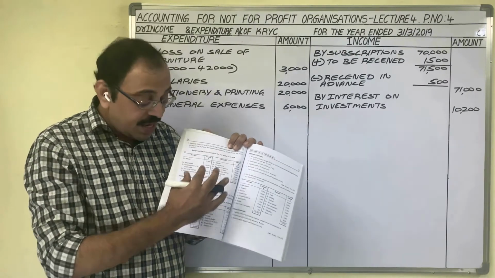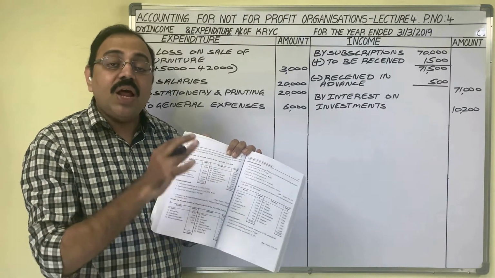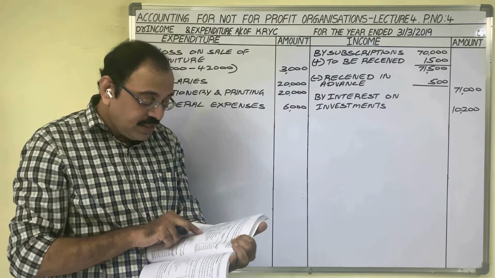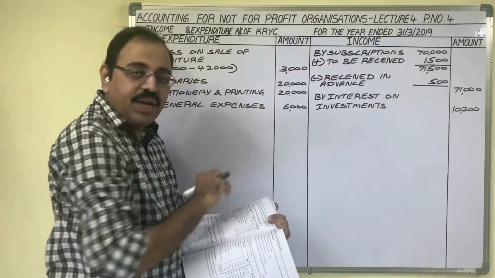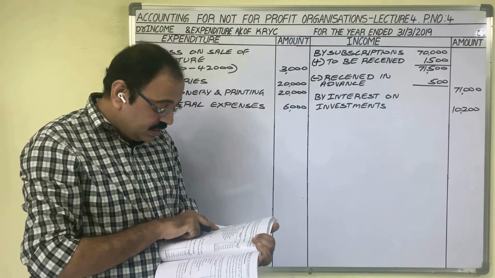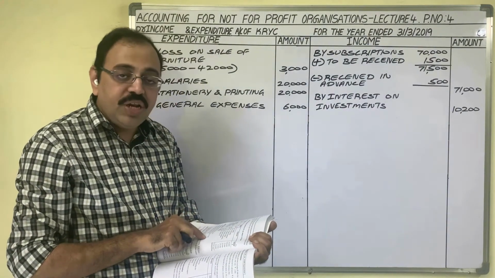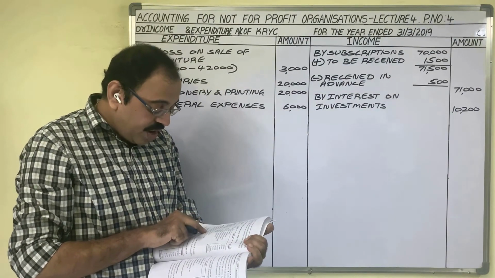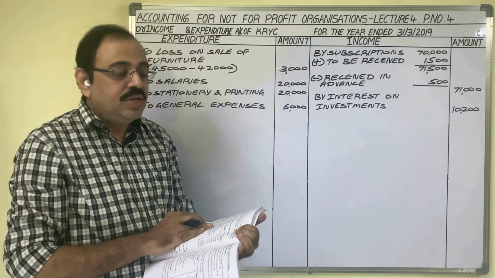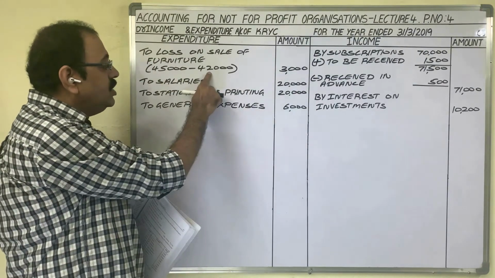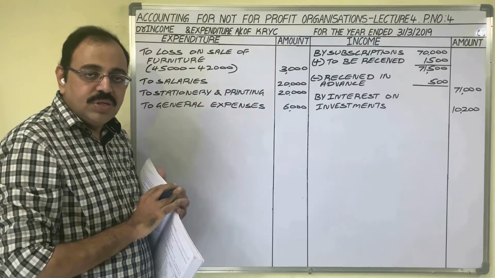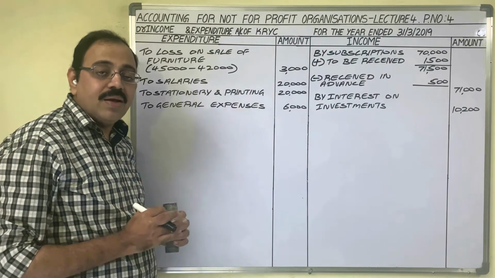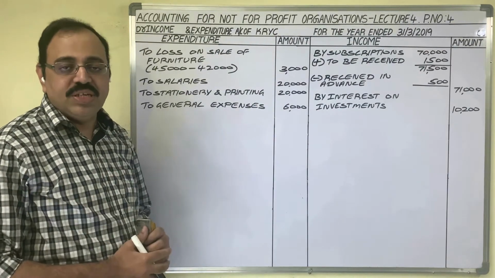So receipts and payments account, all amounts we have taken. Once we will observe the additional information, whether all points we covered or not. First one, outstanding subscription, we have considered that amount 1,500 rupees. Second, subscriptions received in advance, that also we have taken. Third, value of furniture sold 45,000. So for calculation of loss, we considered that amount. So all amounts we have taken. So finally, we should calculate surplus or deficit.